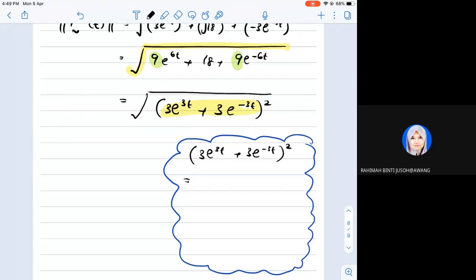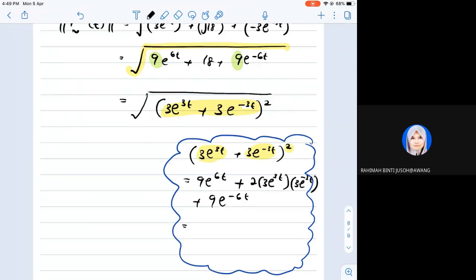Okay, first of all you kena squarekan yang ni. Okay, kuasa 2 kan yang first term. So you all dapatlah 9 exponent 6T. Okay, tambah you kena darab semua sekali. 2 darab 3 exponent 3T darab 3 exponent negative 3T macam tu. Okey, tambah term ketiga, you kena kuasa 2 kan yang belakang sahaja. So, 3 kuasa 2 jadi 9 eksponen negatif 6T.